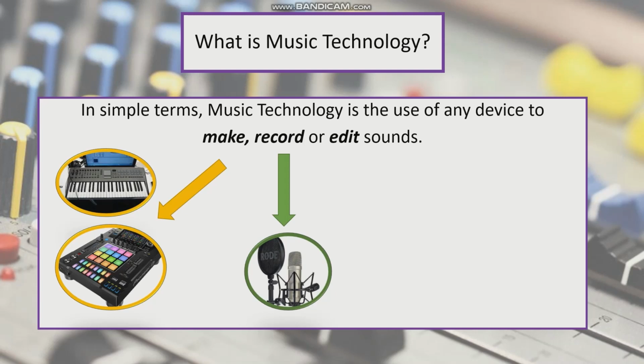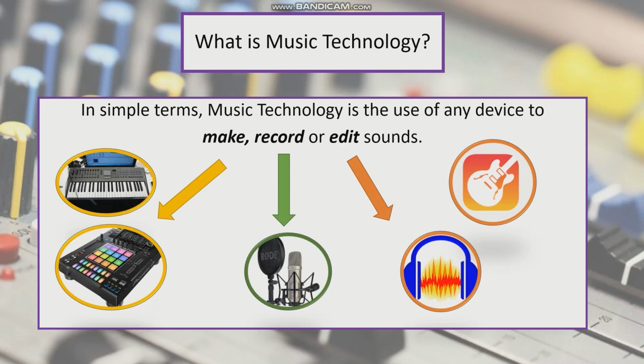We can also record using different microphones, perhaps for a song or radio broadcasts, but we also have different pieces of software that we can use to edit and engineer sounds. I've put two on the PowerPoint for example. The first one down the bottom is Audacity. That's a completely free software that you can download yourself that will allow you to record and edit sounds. We've also got GarageBand. That's only available on Apple products, so if you've got an Apple device, that's absolutely free to download as well.